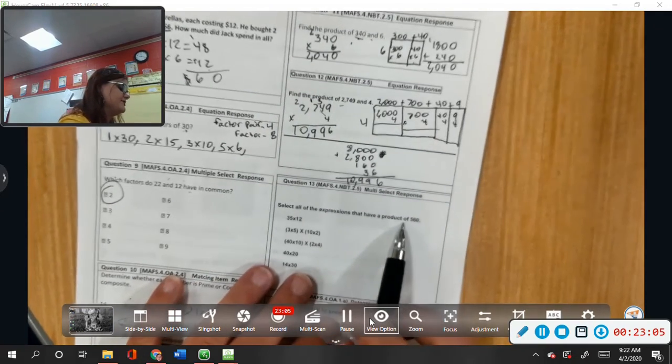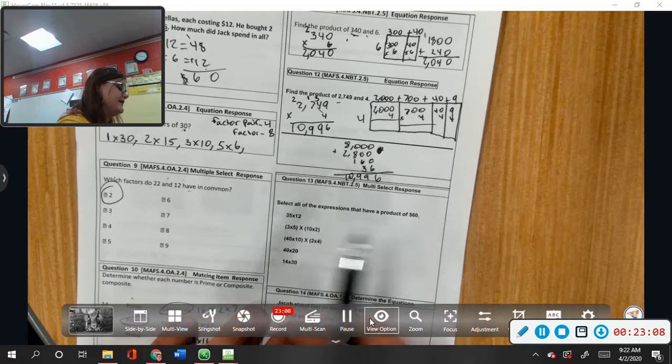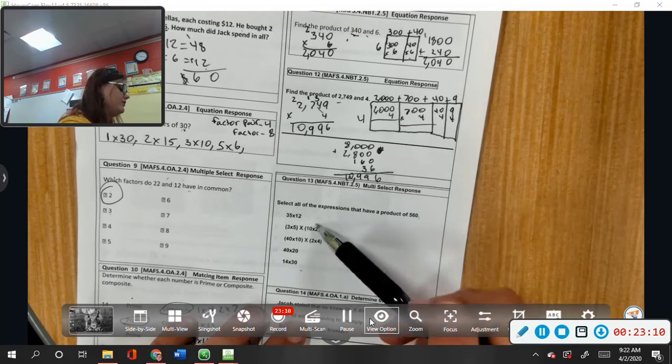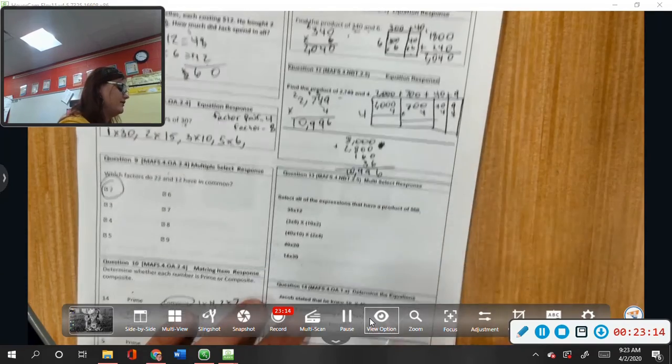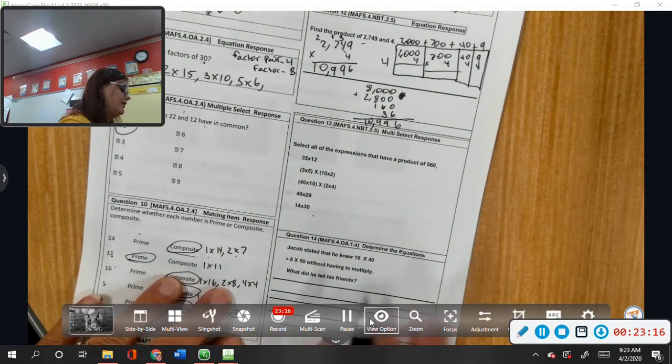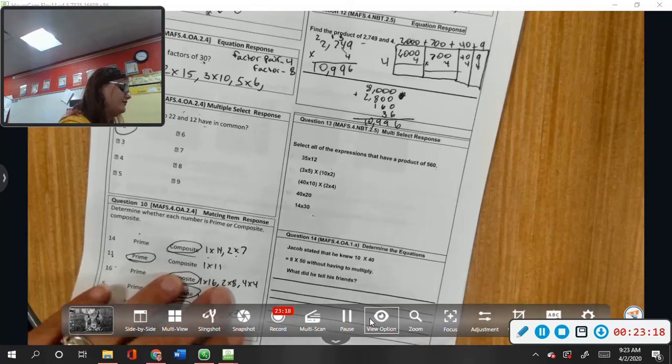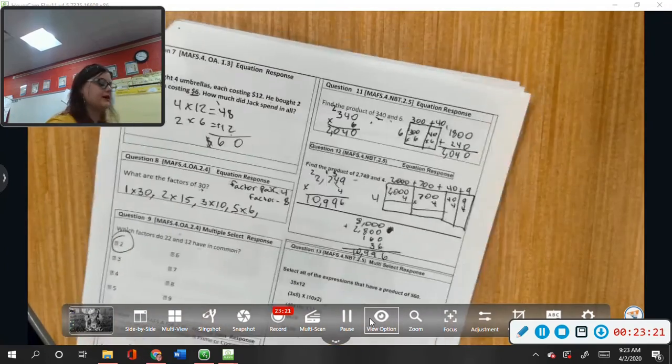Select all the expressions that have a product of 560. I'm going to leave this to you guys. You can go through, solve them just like we did these. You can use standard algorithm or you can use the area model. And I'll let you do the bottom one as well. You should be able to do that from what we did up here.